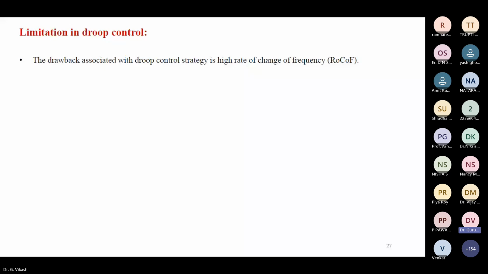If we go for virtual synchronous machine control, there is some virtual inertia. The frequency set point does not change suddenly. It will change slowly. Then we can rectify this problem.